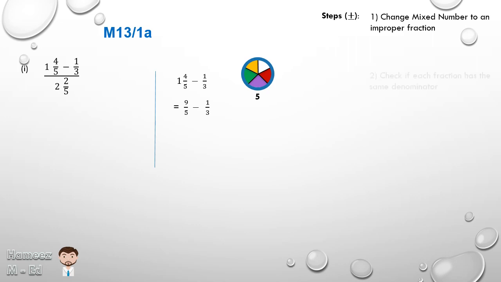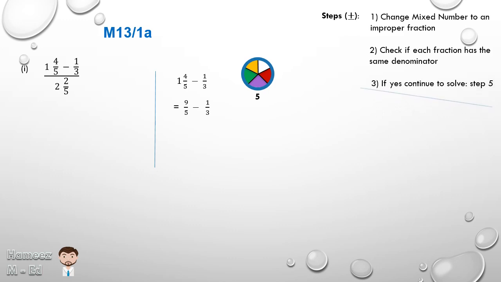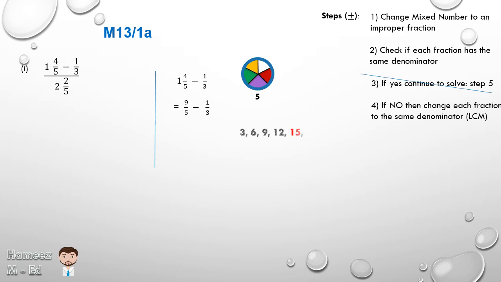Now step 2, check if each fraction has the same denominator. The denominators are 5 and 3. They are different, so we can't go on to solve it. So now we'll have to look at step 4. Change each fraction to the same denominator. 5 and 3 are the denominators, so if we do the multiples, 5, 10, 15, 20, 25, 3, 6, 9, 12, 15. So 15 is in both of them. So we will change each one to a denominator of 15.